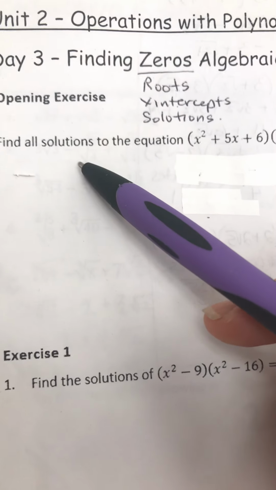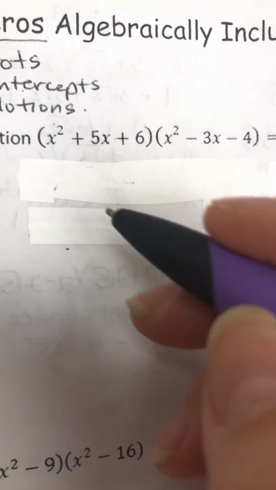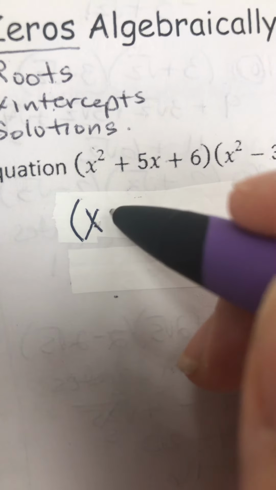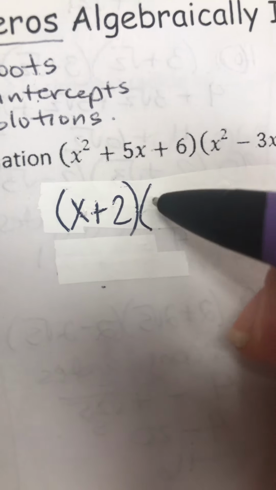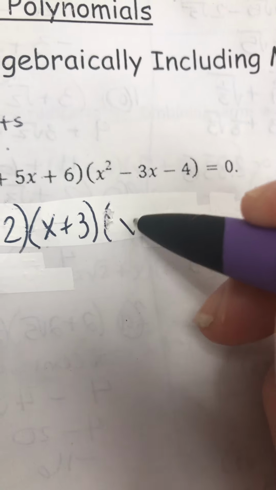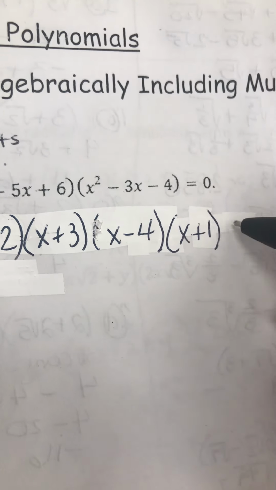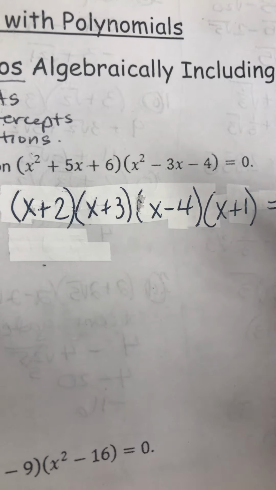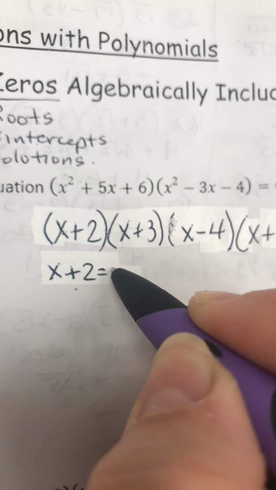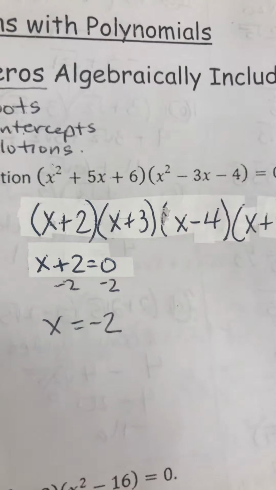So in order to find all the solutions, all of this has to be completely factored. We have already done factoring last unit, so I'm going to jump right to the solutions. So this is x plus 2 and x plus 3. This trinomial would factor to x minus 4 and x plus 1, set equal to 0. Okay? So now we would take each of these factors, set them equal to 0, subtract 2 from both sides, and we get x equals negative 2.